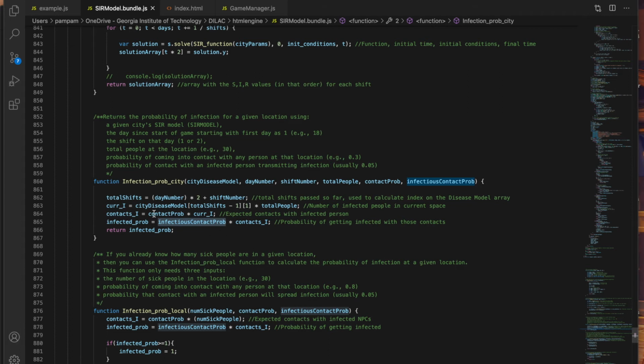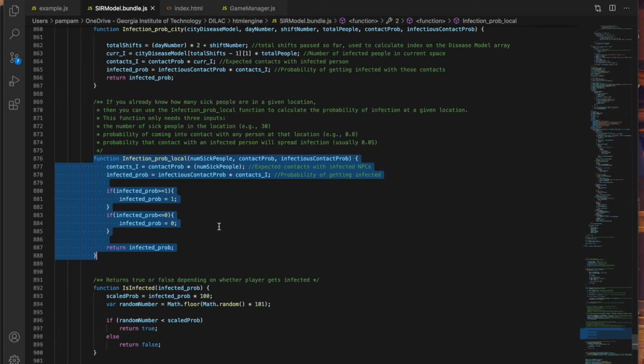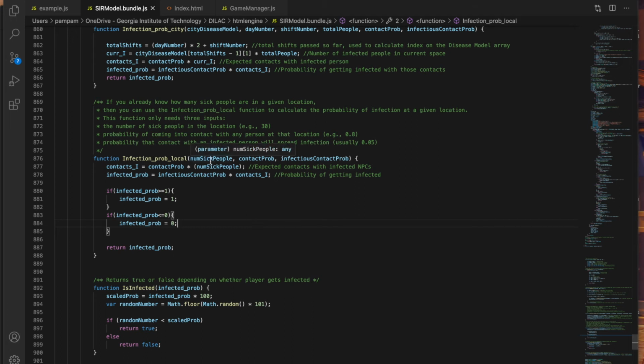So you can really play with these three parameters based on your game and simulation design. The other important function, from lines 876 to 888, is called infection probe local, and it's really quite similar. The only difference is that it assumes you already know the number of sick people at a location beforehand. So it doesn't require you to have done any SIR calculations, as those are only necessary to calculate the fraction and number of infected people. If you already know how many sick people are there with you, then you can just use that directly, along with the contact probability and the infectious contact probability to determine your chances of getting infected at a given location.